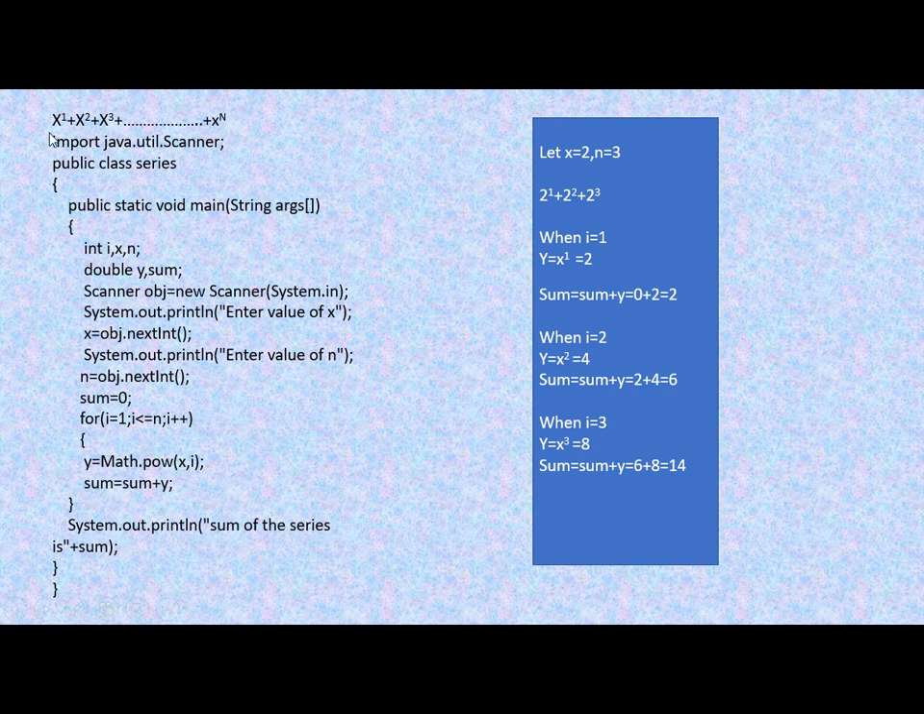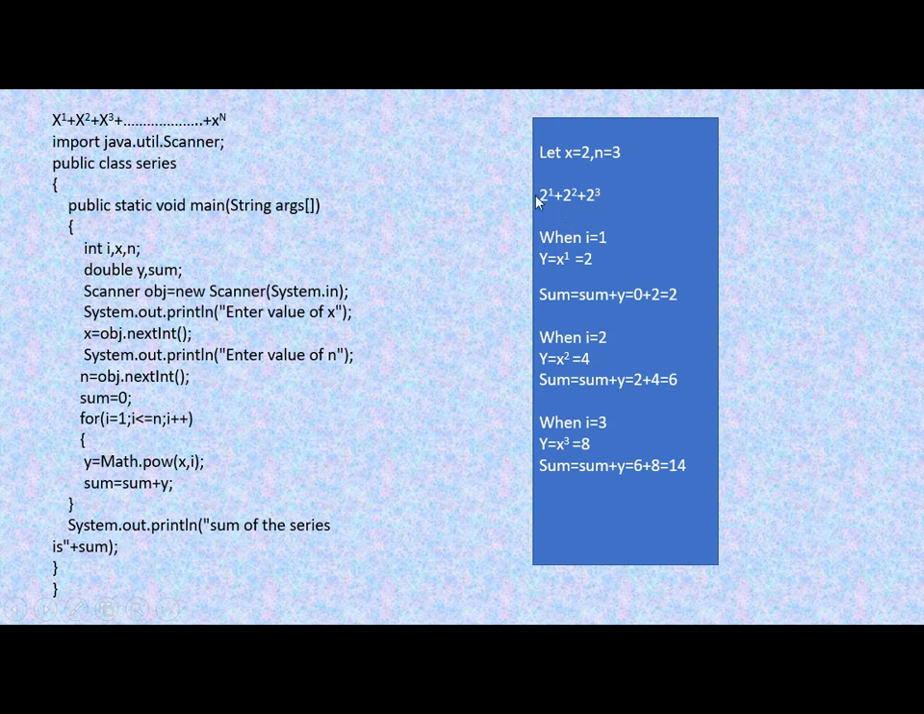Our program is to write a program to find the sum of the series x to the power 1 up to x to the power of n. So this is the code which we have written just now, and here I have taken a small value just to show you the dry run of this code and to find out the value of the series. So here I have taken the value of x as 2 and the value of n as 3. Now let's see how this program will run.